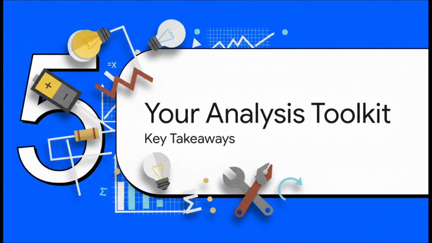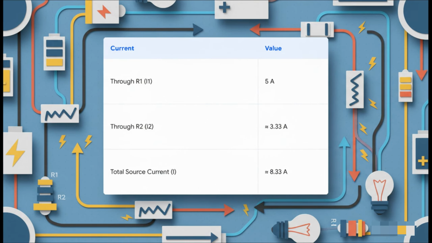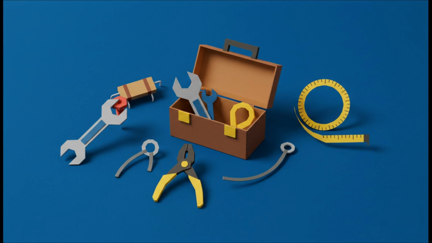Okay, let's wrap this up by putting everything we just did into a nice, simple toolkit that you can use on other circuits. So here are our final answers, all in one place. We found the current through R1 is 5 amps, the current through R2 is about 3.33 amps, and the total current from the source is about 8.33 amps. Awesome. But more important than the numbers is the method. These are the 3 essential tools in your toolkit.